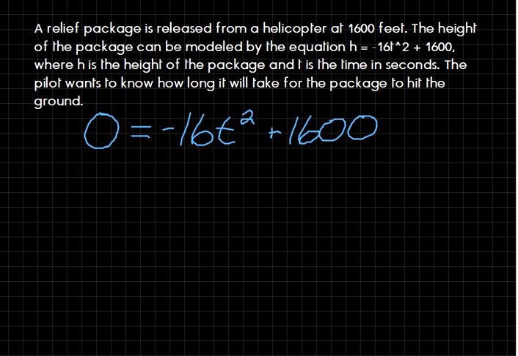Alright, so we're at 1,600 feet up here. For the movement of the box, we're going to use h equals negative 16t squared plus 1,600. Right here the height is 1,600, down here the height is 0.